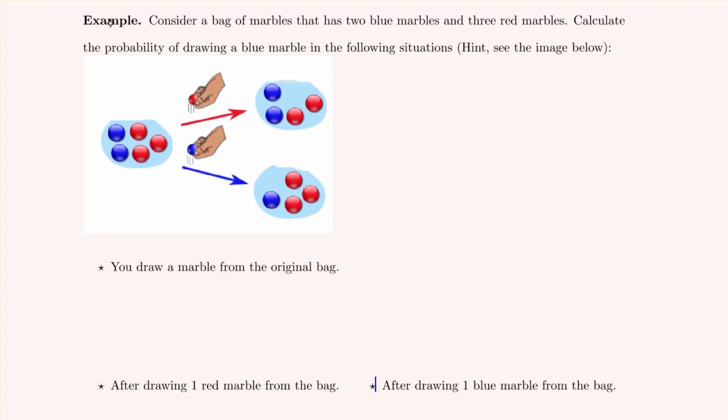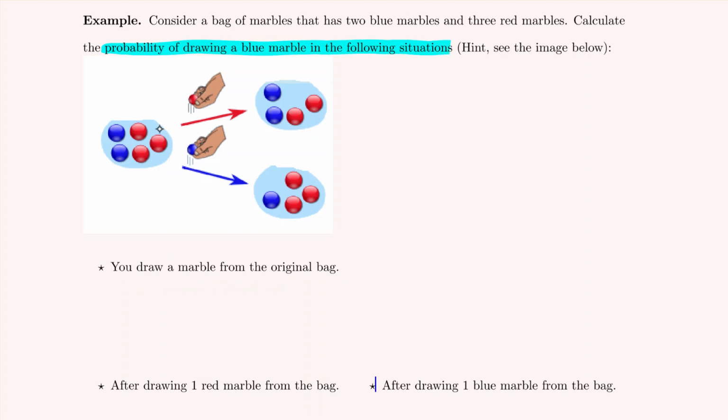So in this example, we need to consider a bag of marbles that begins with 2 blue marbles and 3 red marbles. Let's first ask our original question. What would be the probability of drawing a blue marble from the original bag?